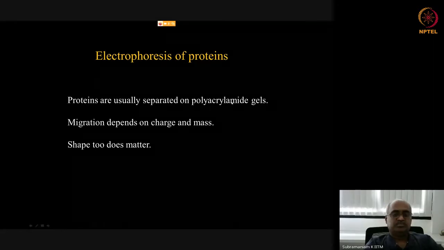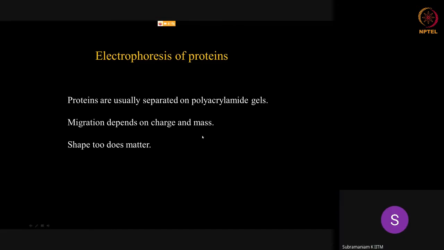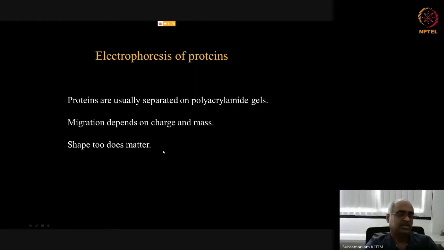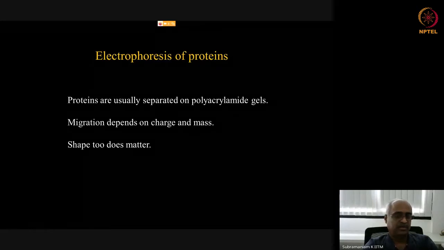And here the primary property that separates the mixture of proteins into individual proteins is variations in the migration, which depends on charge and mass. So what is the net charge on a given protein and how it compares with the rest of the proteins in that mixture, as well as its molecular mass compared to the rest of the proteins. These two properties determine the rate of migration through the gel upon application of an electric charge.